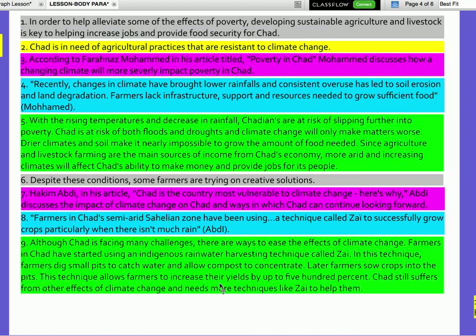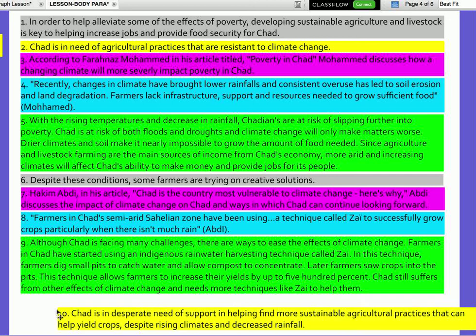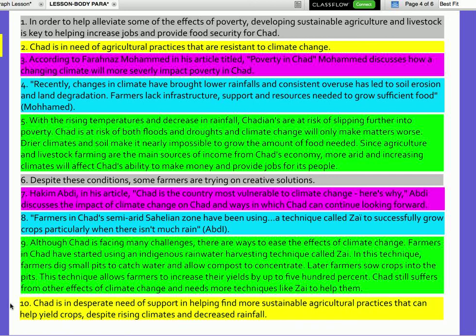I also want to make sure that I'm talking about these yields. I want to talk about the poverty, right? I want to talk about all those things in this one last sentence. So this is how I do it. Chad is in desperate need of support. So there you go. Right first part, I go right back to my controlling idea. So they're in desperate need of support in helping find more sustainable agricultural practices.